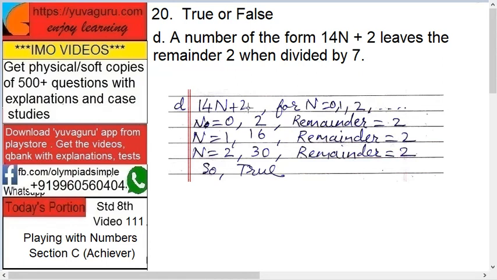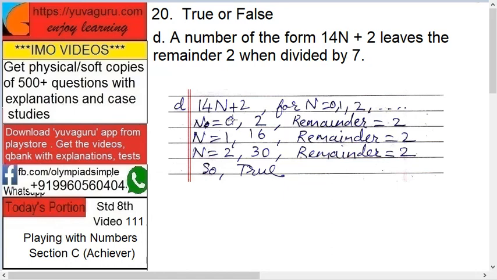Next is true or false. AB into 4 equals 192, then A plus B equals 10. Okay. AB into 4 is 192. Therefore AB is what? 192 upon 4, that is 48. So A plus B is what? 4 plus 8, that is 12. Is it equal to 10? No. So A plus B equals 10 is false. So the answer is false.